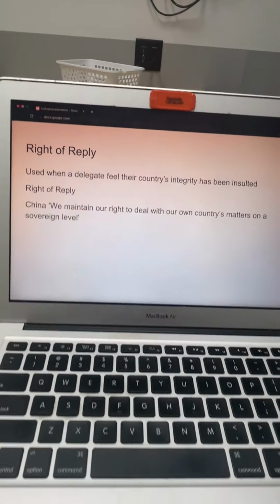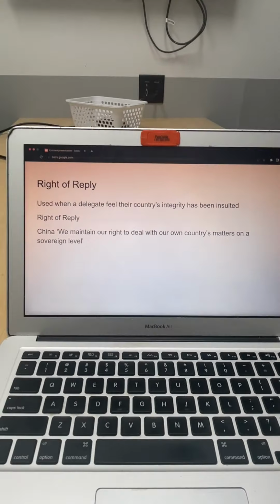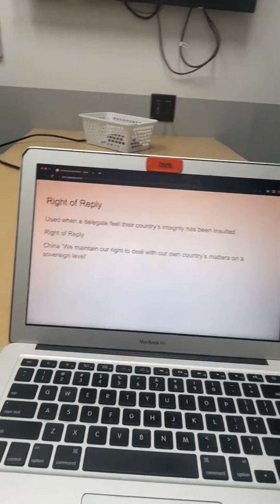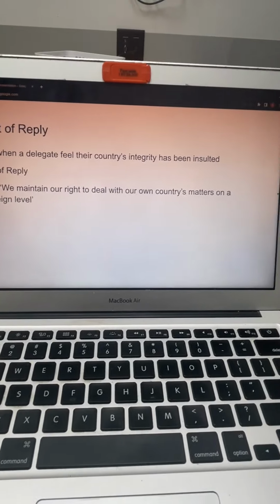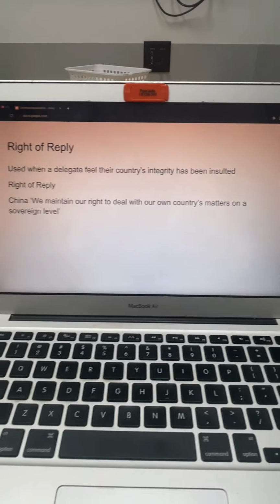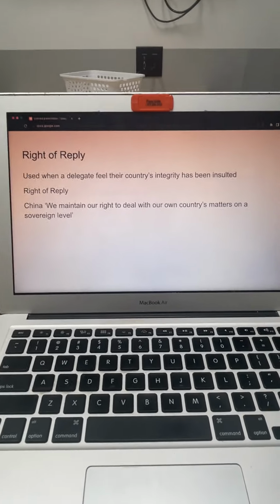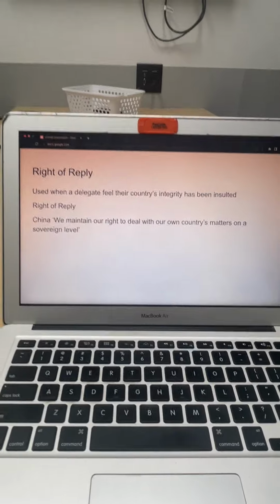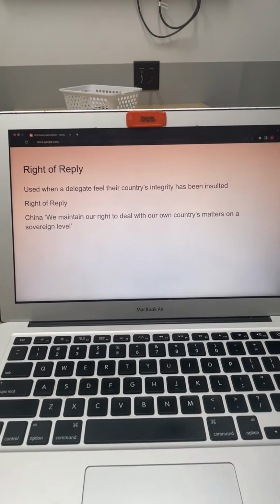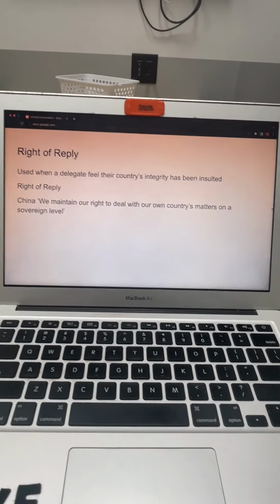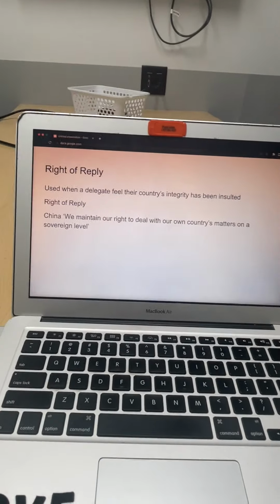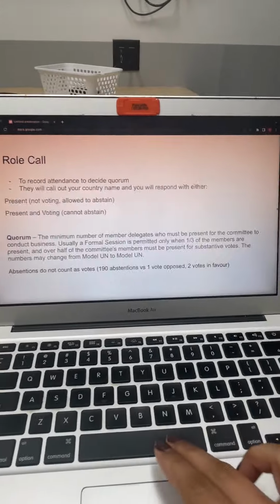So, for example, China would say, we maintain our right to deal with our own country's matters on a sovereign level, when someone else tries to call them out for how they're dealing with a certain situation, such as businesses, and they think they're unethical. They can have their own reply because they may directly say the name China, and that is when they can use the right to reply. If they just say it in general and it's not hinting towards the country, obviously, then it's usually fine.